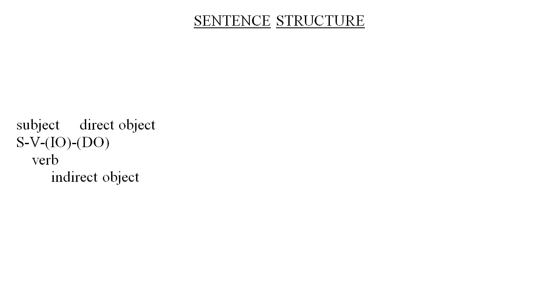And to begin with, we can express the usual pattern of English sentences with this diagram, SVIODO, which stands for subject, verb, indirect object, if there is one, and direct object, if there is one. Not all sentences have an indirect object or a direct object, but when those elements appear, they appear in that order after the subject and the verb.